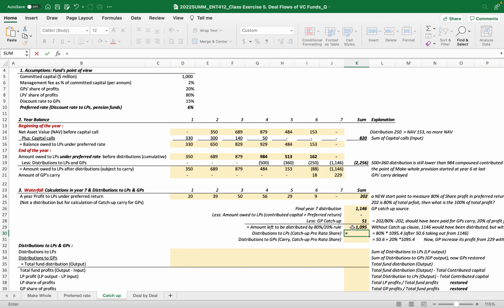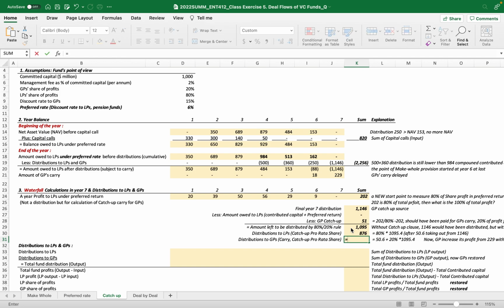The distribution to the LPs. Then, how to calculate this? Now, it's easy. 80% to the LPs. What is the total amount distributed to the LPs? The left amount, this amount. So 876 is for the LPs.